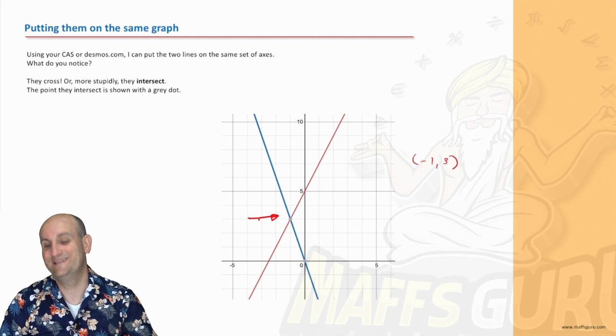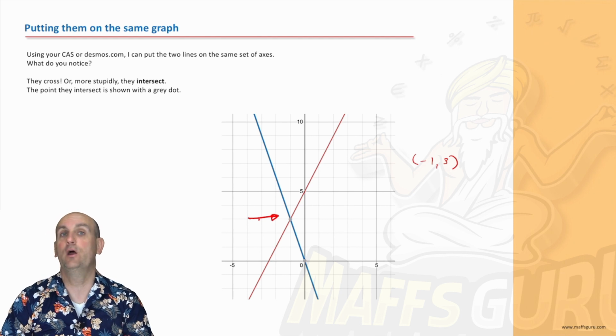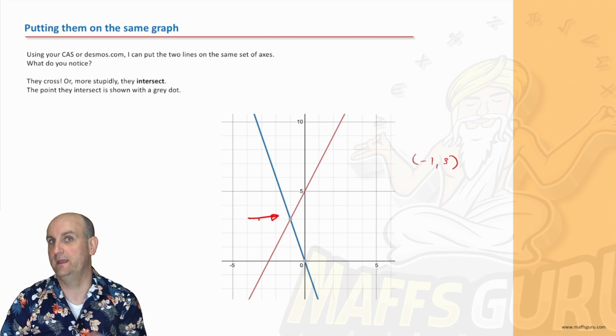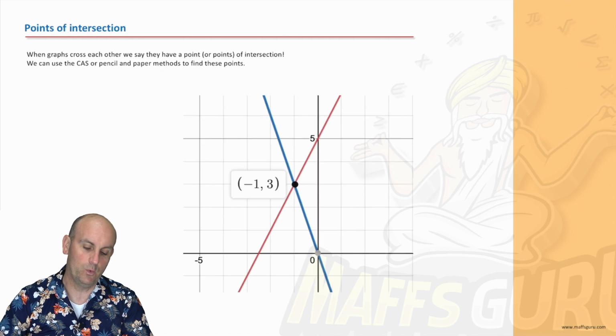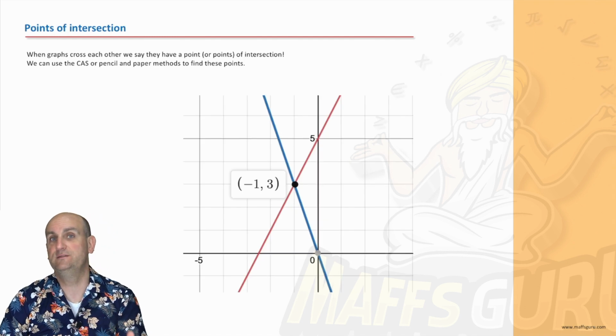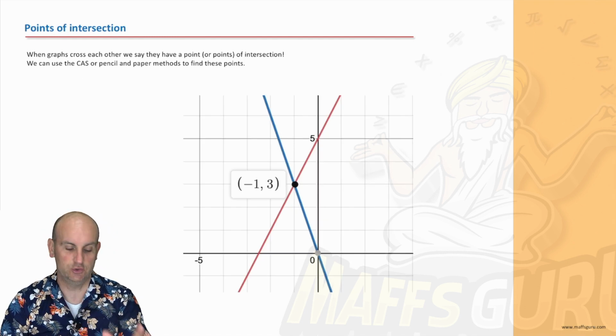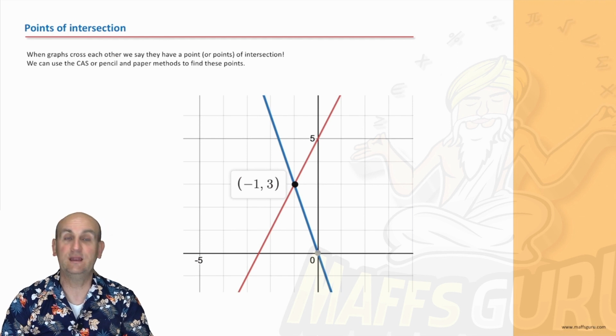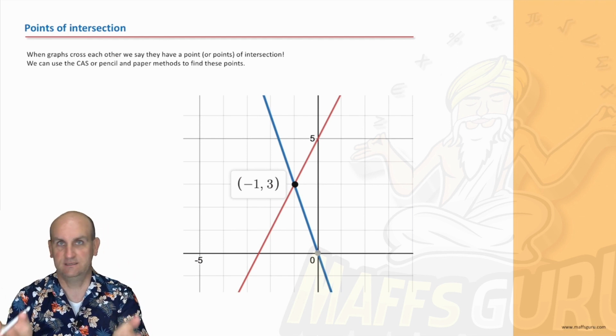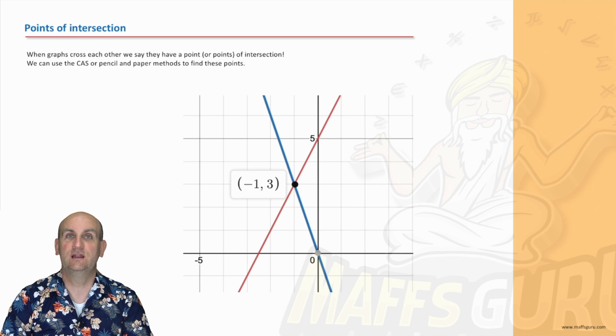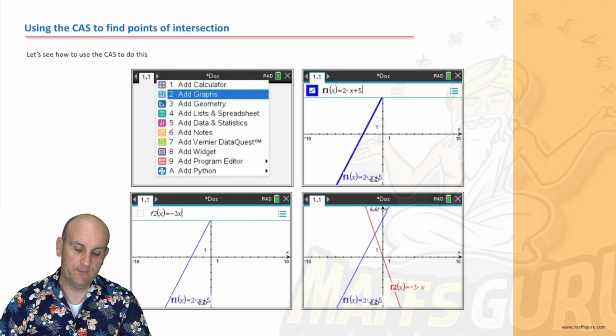Now, drawing these things is a bit of a pain. Wouldn't it be nice if there were other ways to find these? Oh, there are indeed. A point of intersection, as I say there, is where two lines cross. We can use a CAS, hurrah, because this is a CAS course, or if you're not allowed to use CASs wherever you're watching this video, then it doesn't matter. We can do pencil and paper as well.